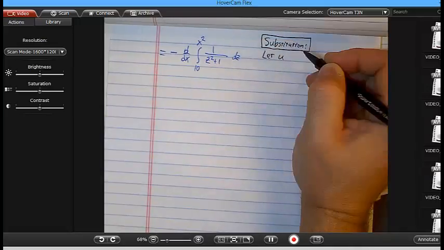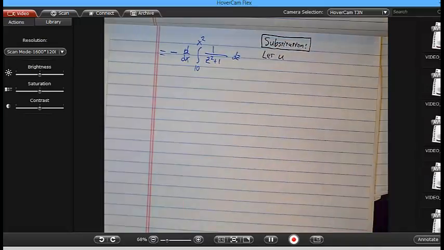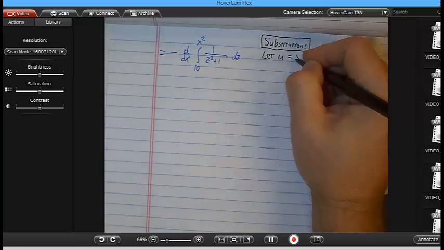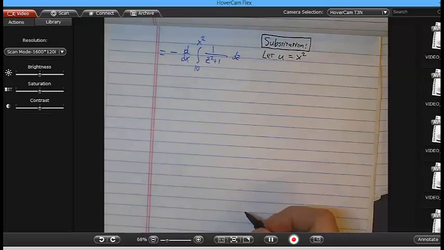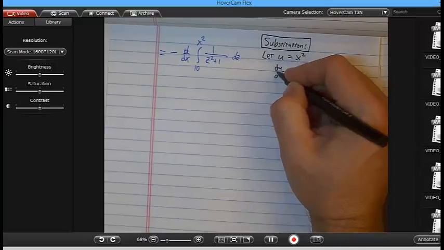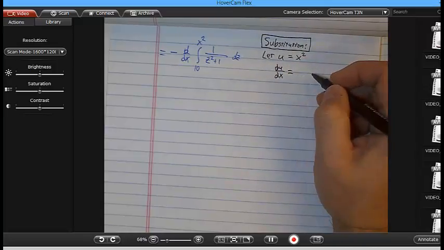Actually, for this week. I don't know if you guys saw the schedule. This Wednesday, I'm starting integration by substitution. I switched the order. You'll see that we're going to work on 5.5 on Wednesday, and then we'll get to 5.4. So I'm going to let u be x squared here. And if I do that, then du dx is equal to what? 2x.